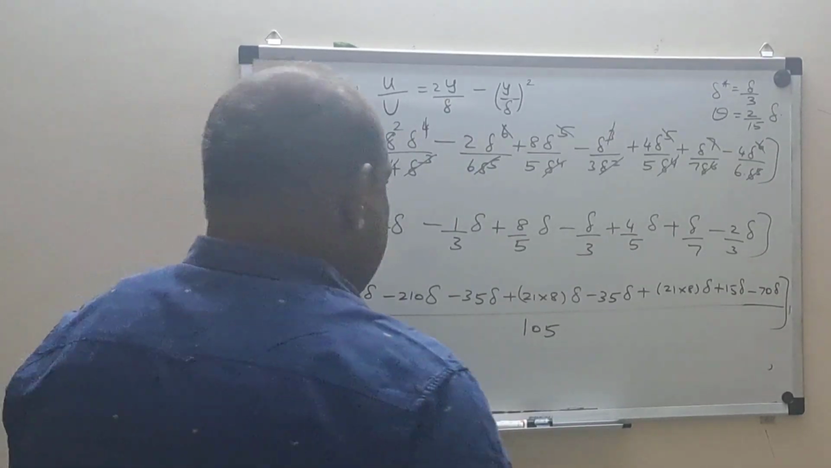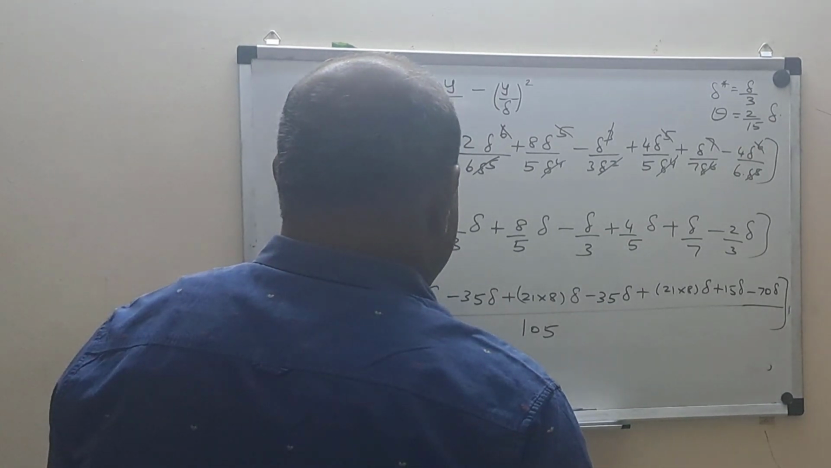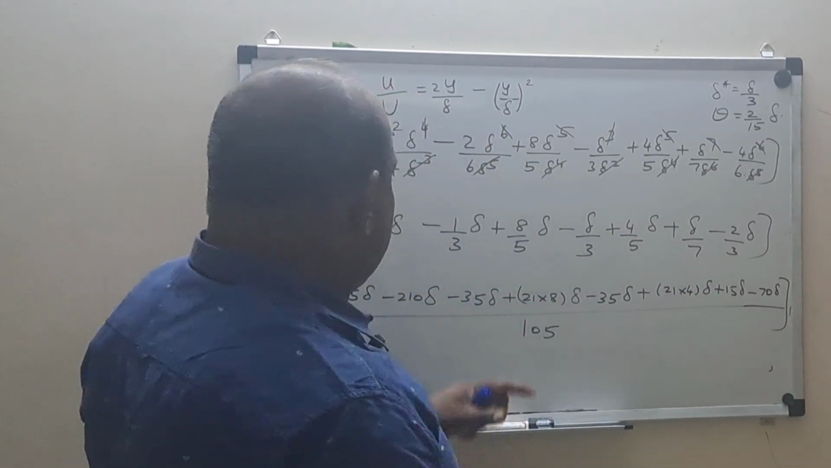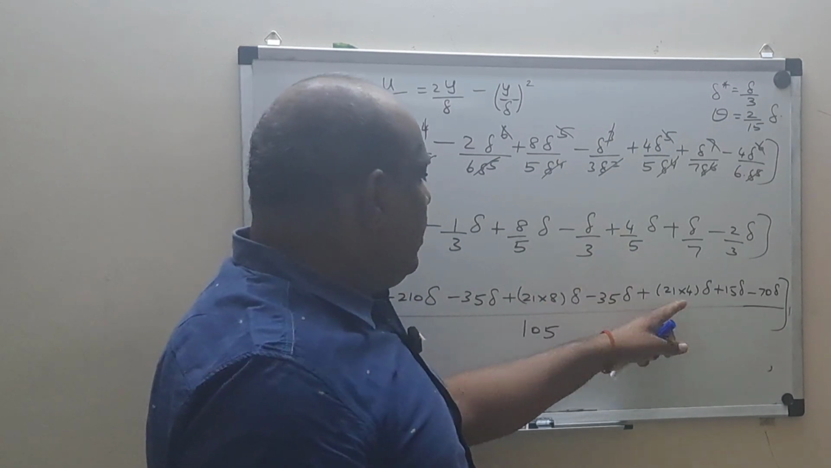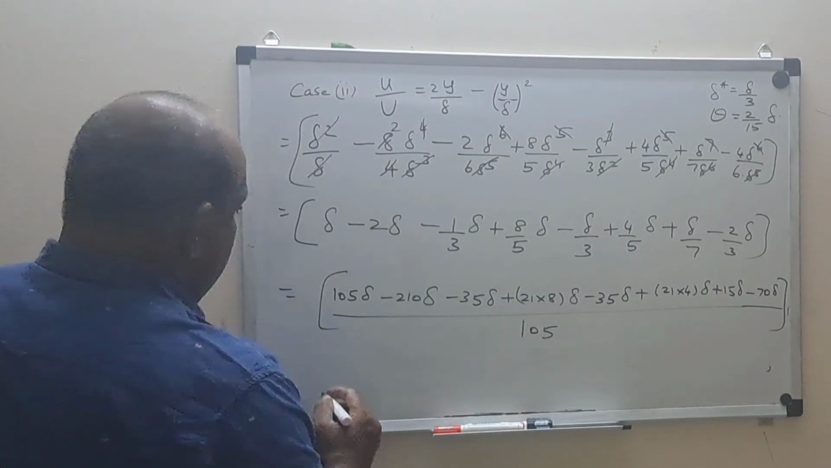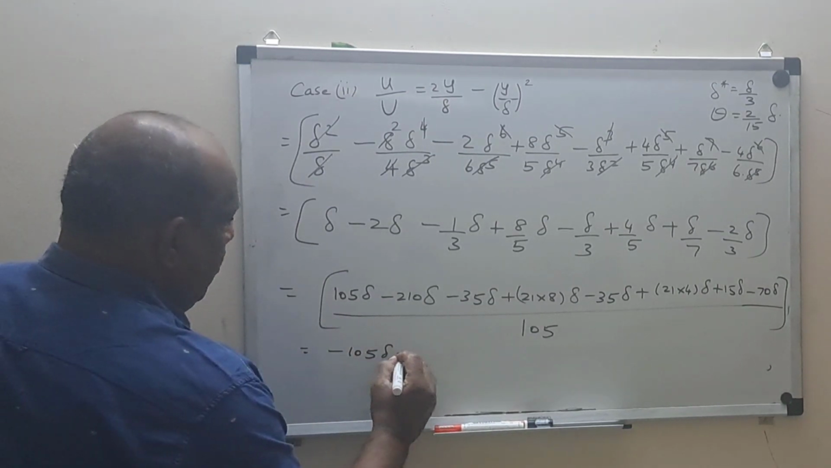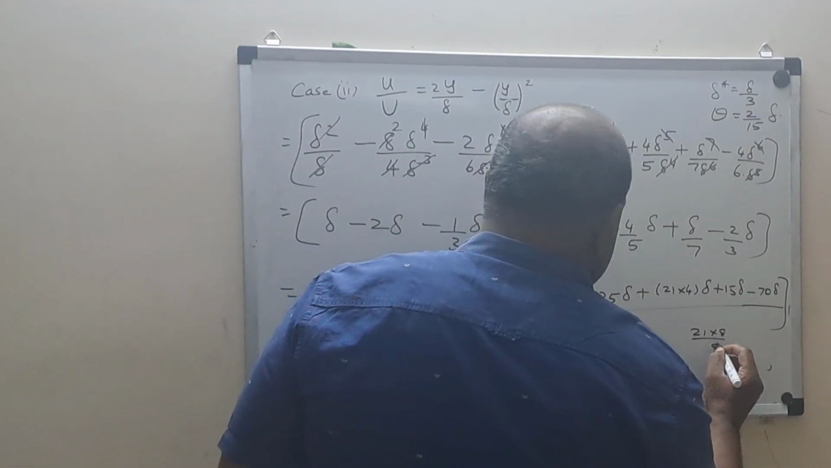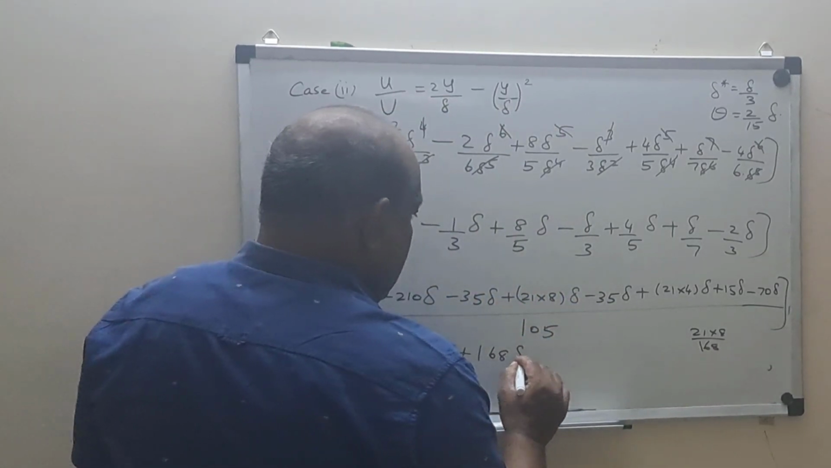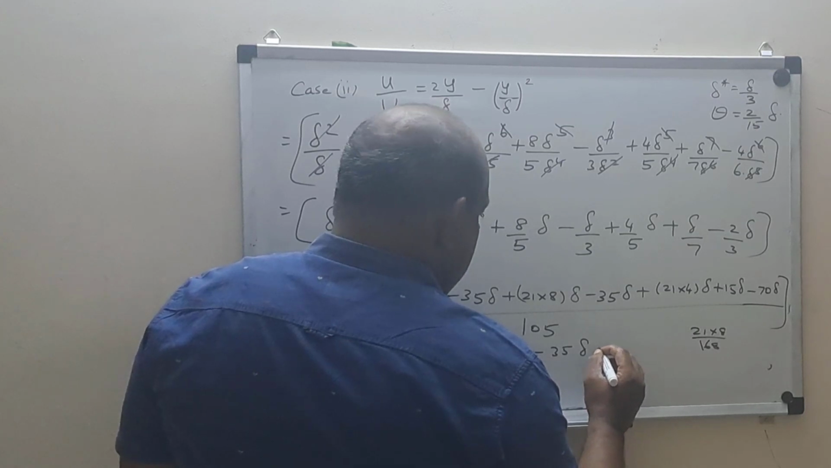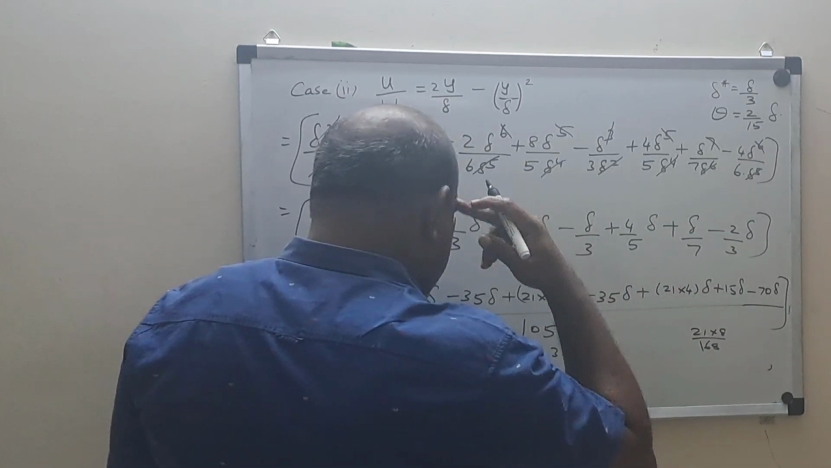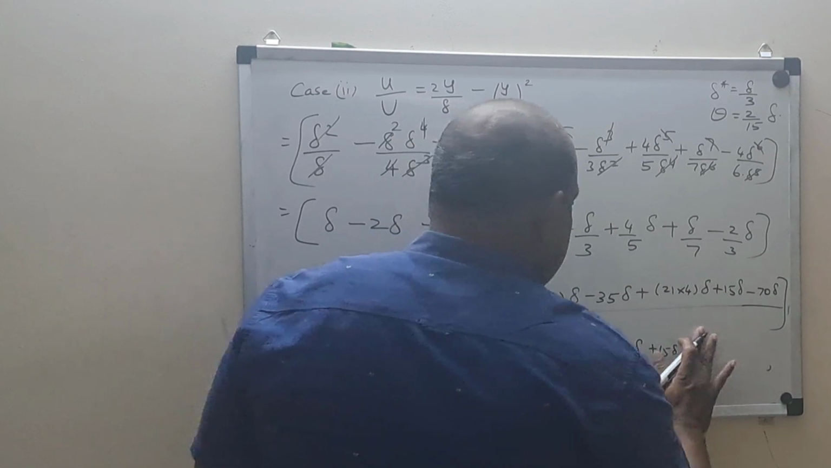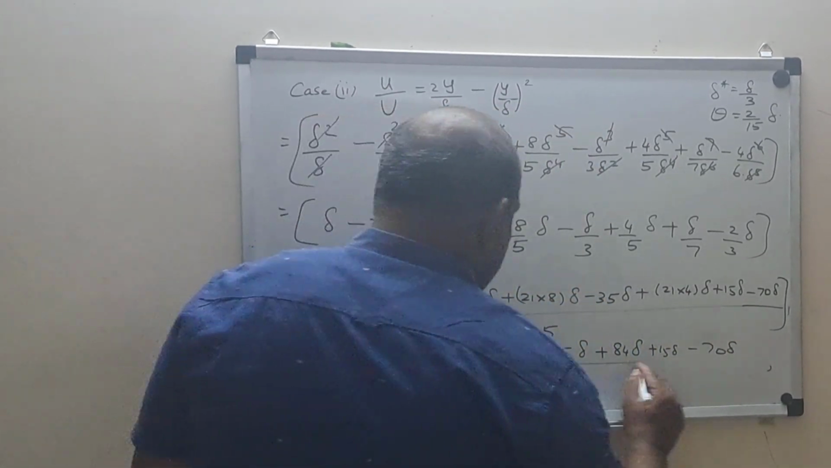So it's not here 21 into 8, it is 21 into 4. Okay, here only it is 21 into 8. Here it is 21 into 4 into delta. Okay, good. So it will become 105 delta minus 210 delta minus 35 delta plus 21 into 8, 168 delta minus 35 delta plus 168 half, 84, 84 delta plus 15 delta minus 70 delta by 105.